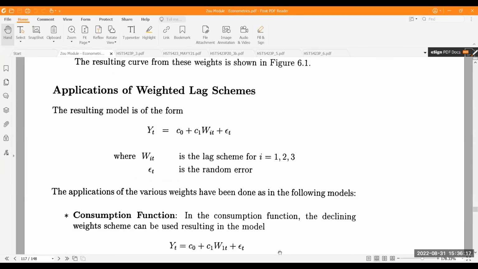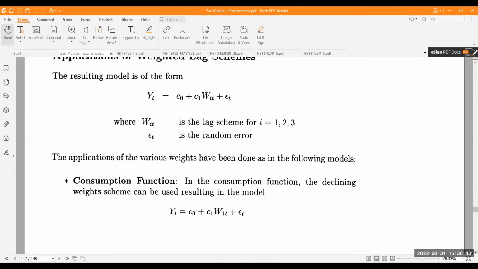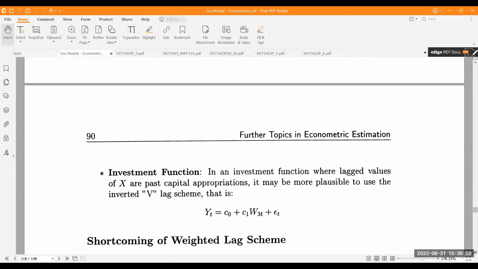So now, once we have our WIT, which is our new variable, we attack which is a match by YT is equal to C naught plus C1 WIT plus the other term. That's our new model there. Then you can model that. Can you see it? So now, where do we apply these lag schemes? Consumption function. In the consumption function, the declining lag scheme can be used, resulting in that particular model. We also have the investment function, where we can apply it too.